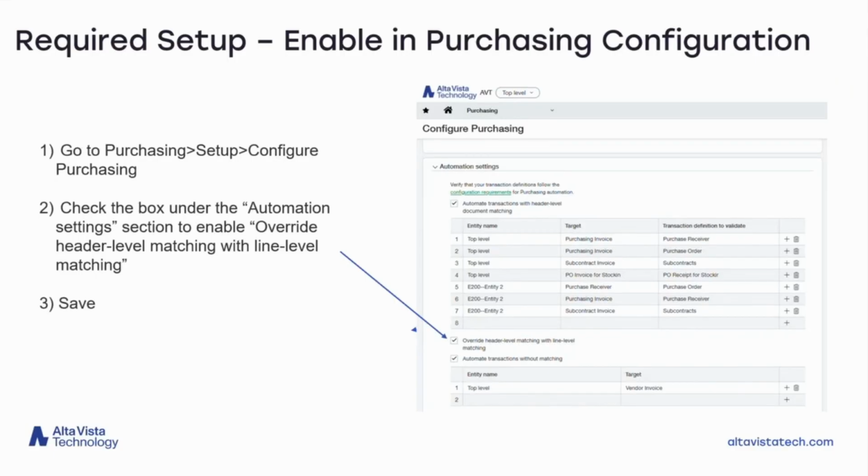If you have that, there is some configuration that's required before you can actually use the new line level matching and exceptions reporting. That would be under the configure purchasing screen. There's a little checkbox right here under the automation settings section of configure purchasing that you have to turn on that says override header level matching with line level matching. Once you do that, you'll be able to have the system pull in and compare the purchase order items to the line items on the AP bill.